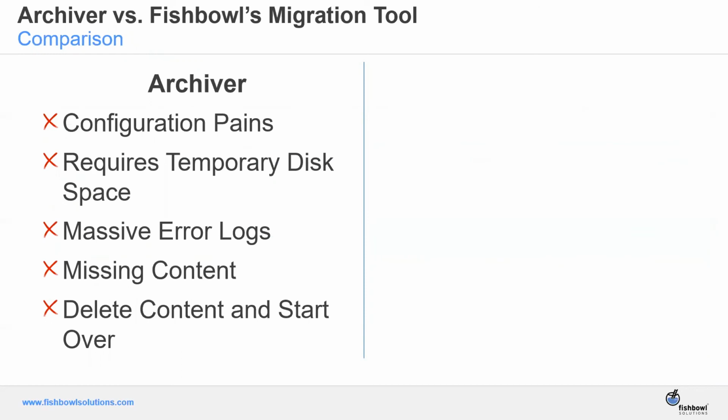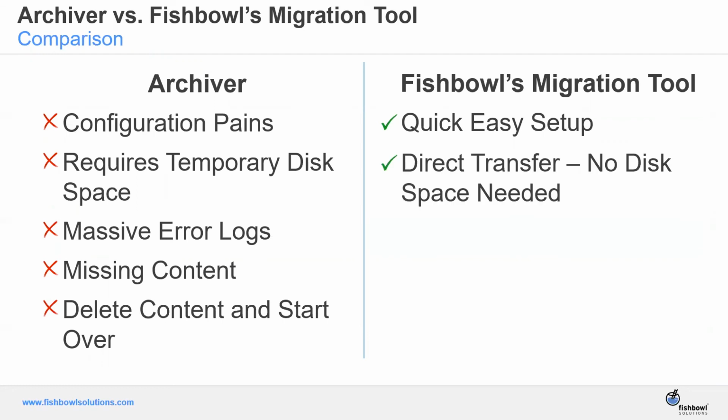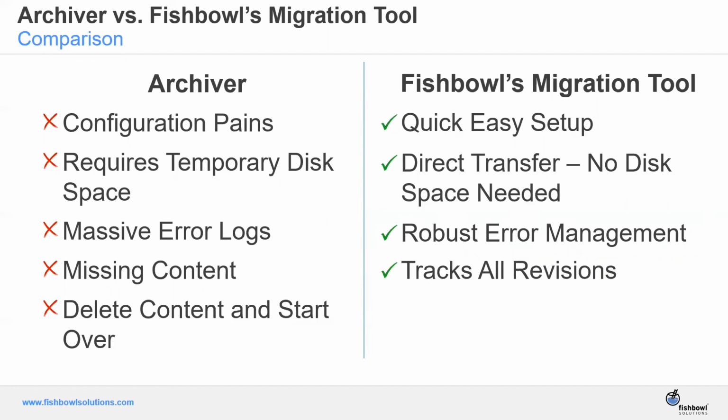So to recap our pain points with our archiver, we have configuration issues, we have temporary disk space issues, massive error logs, missing content, and often you delete your content and start over. With Fishbowl's migration tool, you can see there's a quick and easy setup. There's a direct transfer, so no disk space is needed. There's robust error management. Every revision is tracked, so you know you're not missing any revisions. And we found it to be reliable with millions of items. No need to start over.